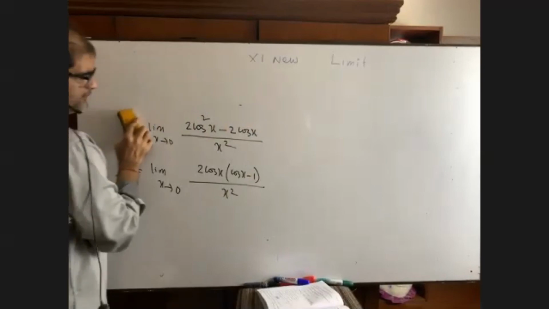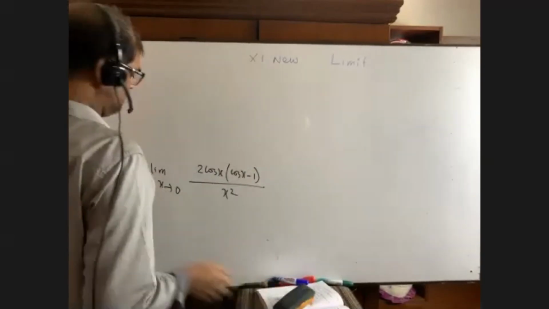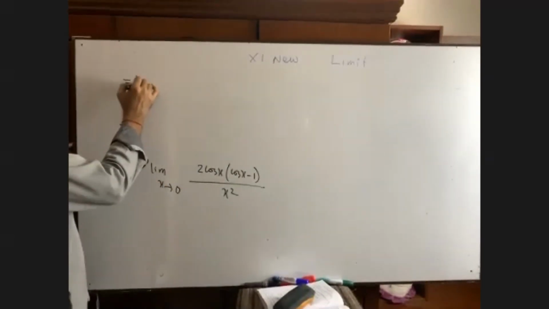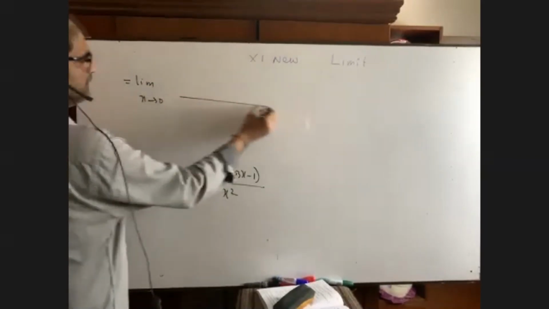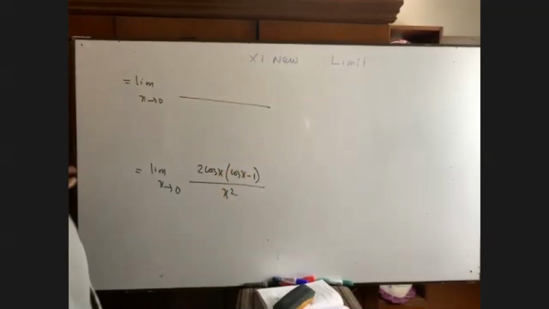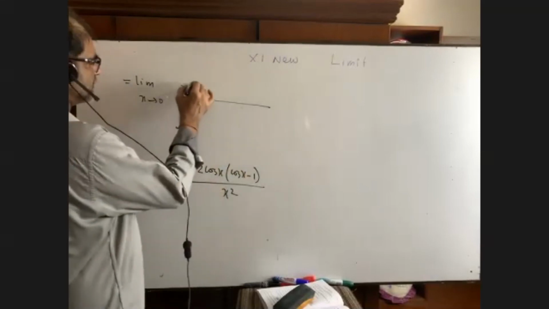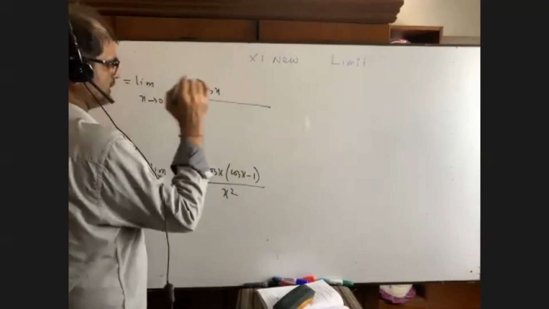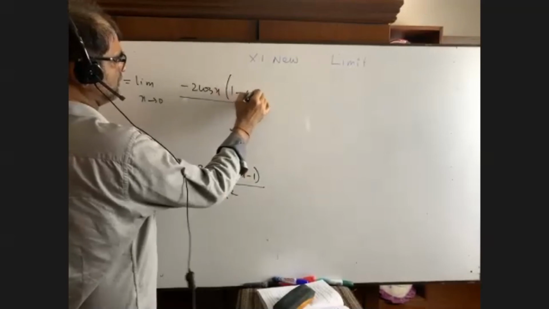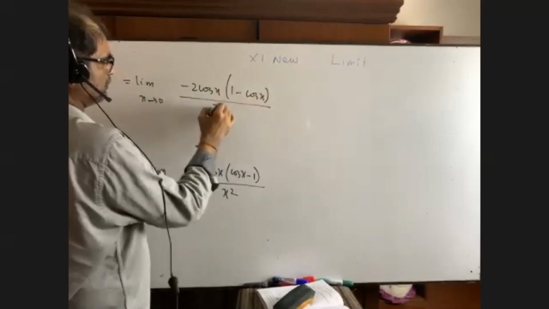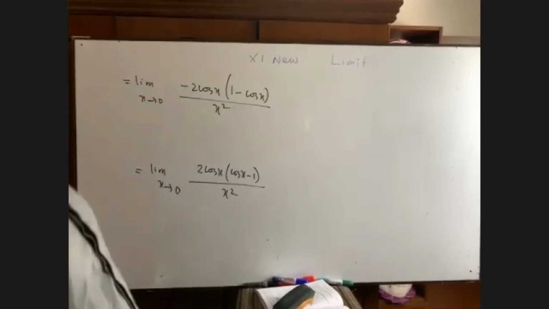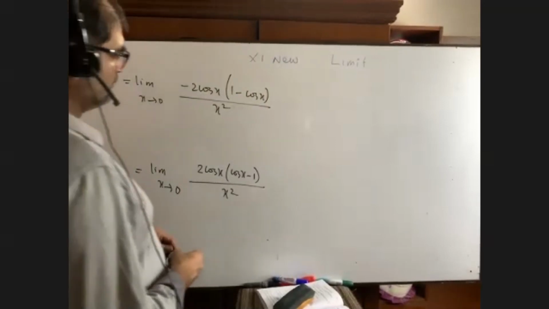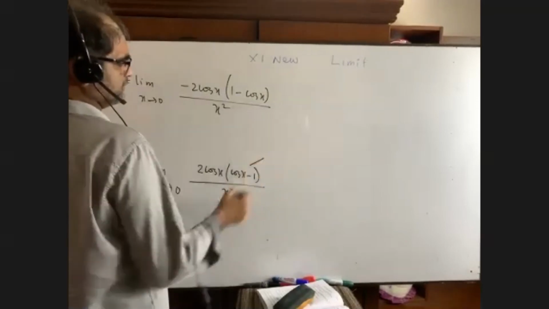One minute, wait. Okay, now you see what should I do? Limit x tends to 0. Now you see it is not in the form of the formula. So what should I do? Minus 2 cosine x, 1 minus cos x. Now you see it can be put into formula. Have you got me? And this much is given in the exam so that the students become confused after this.